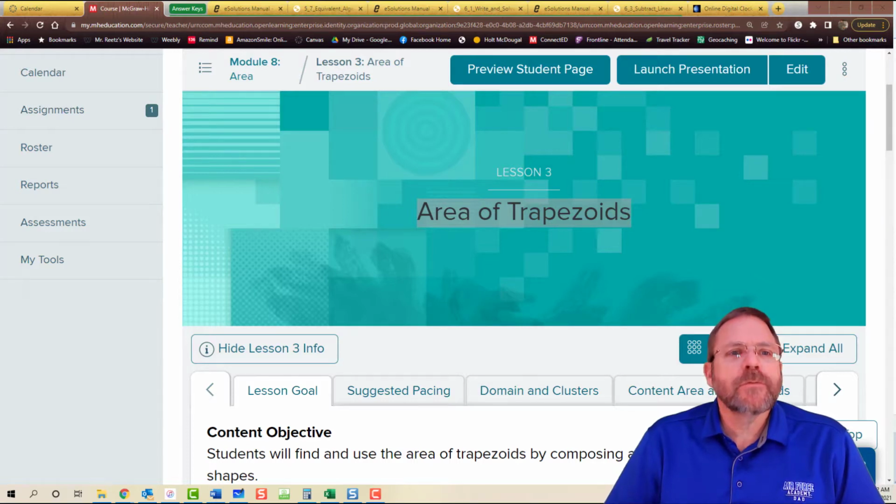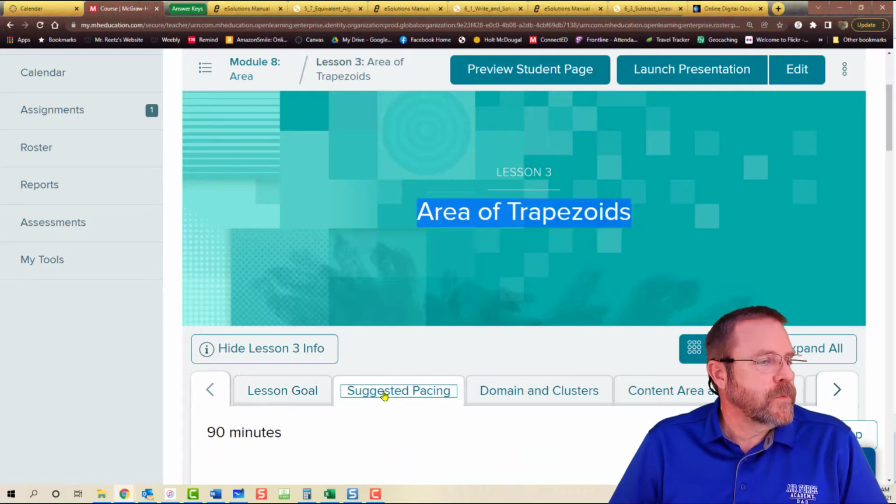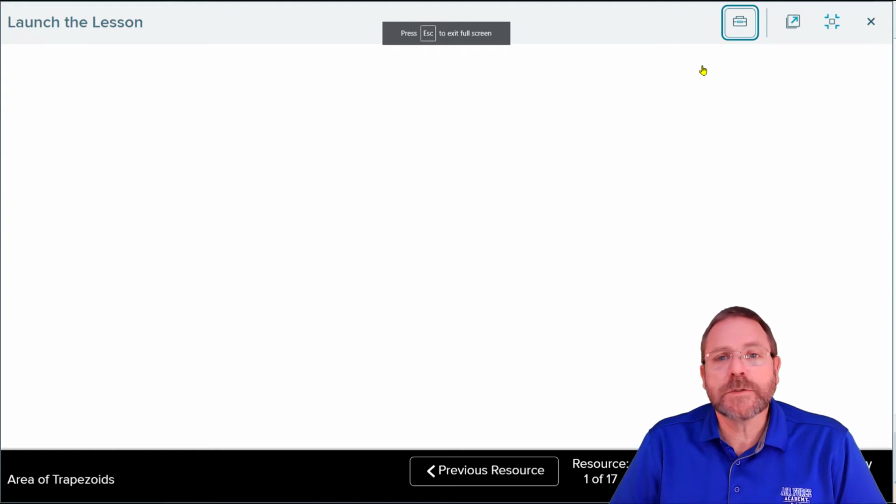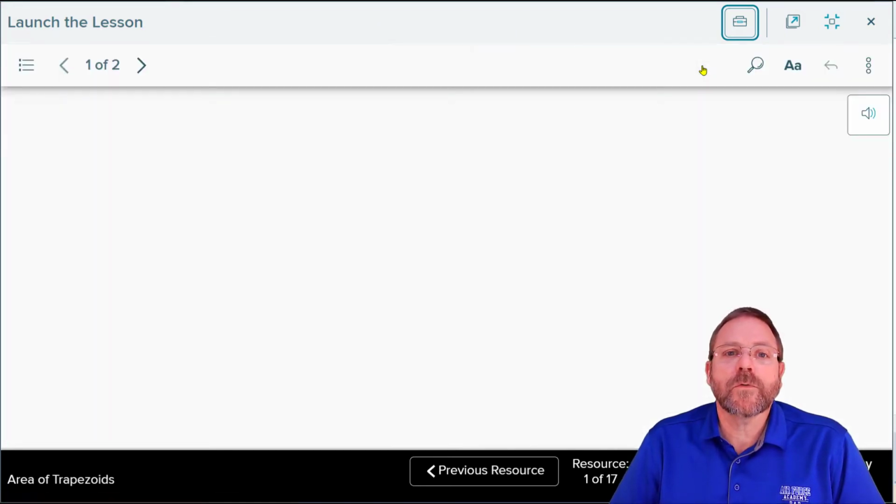Module 8, Lesson 3 deals with the area of trapezoids. The pacing guide claims that this one's going to be a 2-day lesson, and that honestly wouldn't surprise me too much, as trapezoids are some pretty tough little critters to work with.